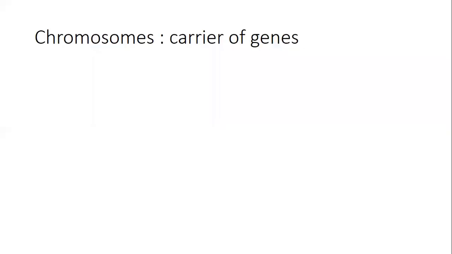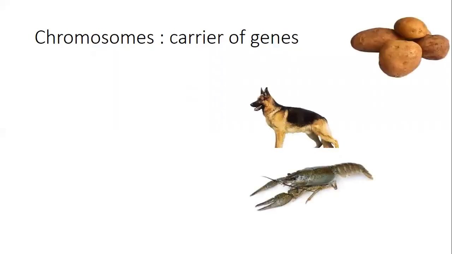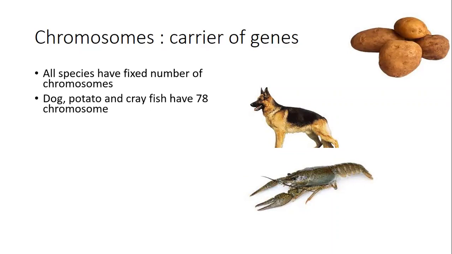Okay. Chromosomes are carriers of genes. Now we have noticed earlier dog, crayfish, and potato. They have the same number of chromosomes, that is 78, but still they are completely different from each other. So all species have a fixed number of chromosomes. Dog, potato, crayfish, they have 78 chromosomes, but they are totally different. That means chromosome number will not determine the character. There is something else.